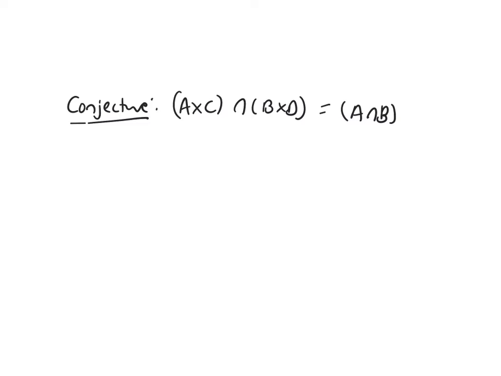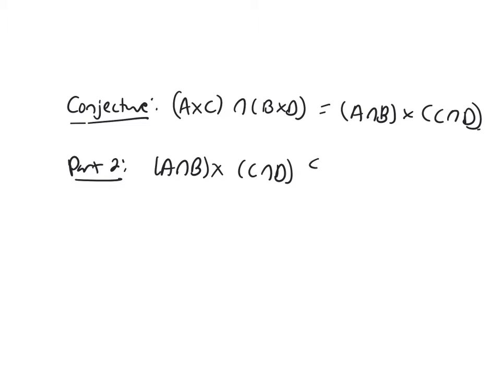So remember, we're working on this conjecture that (A × C) ∩ (B × D) = (A ∩ B) × (C ∩ D). And last time we proved part of the proof, but now we need to look at part 2 of our proof, which is showing that (A ∩ B) × (C ∩ D) is a subset of (A × C) ∩ (B × D).